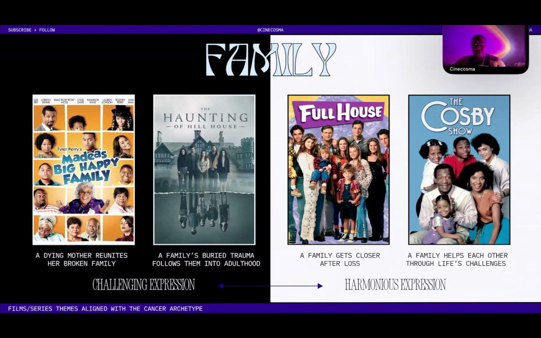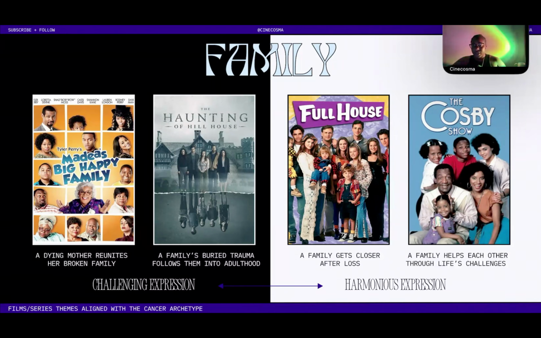And as you can see, it's double-sided. So there's the part with the black background and it says challenging expression. And then there's the white background and it says harmonious expression. And so this is what I was talking about when I was saying challenging expression and harmonious expression. And let me explain what this means.